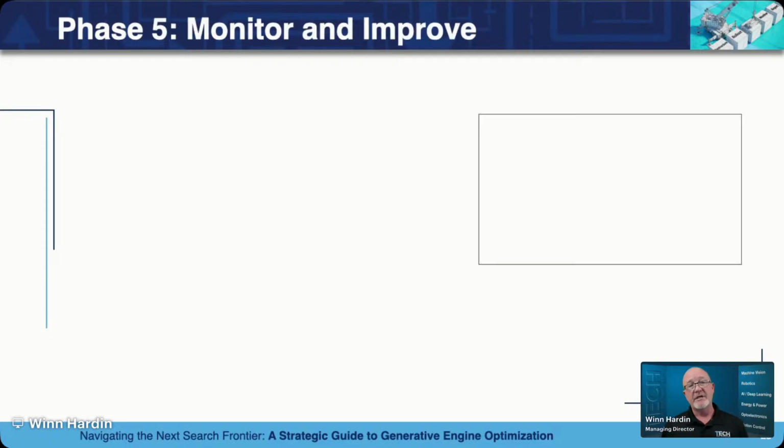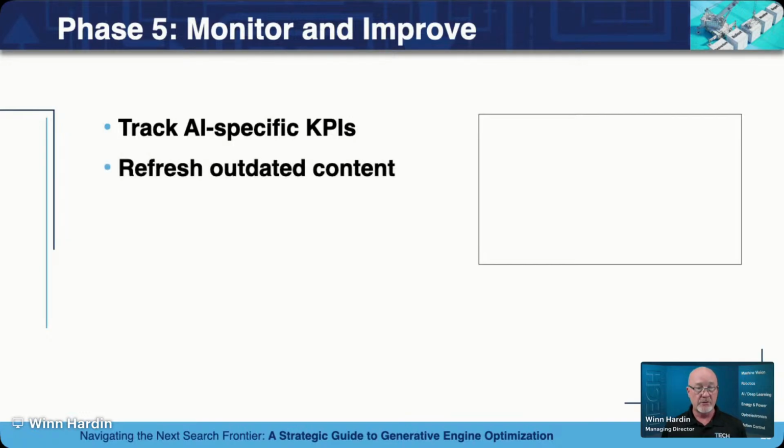Okay, phase 5, monitor and improve. We cannot manage what we do not monitor. GEO is not a set-and-forget discipline. The AI landscape is dynamic, requiring continuous monitoring and adaptation. What are the actions we need to do here? We need to continuously monitor our KPIs from phase 1. This includes our AI referral traffic in Google Analytics and other things. Look and see and measure how that's going.